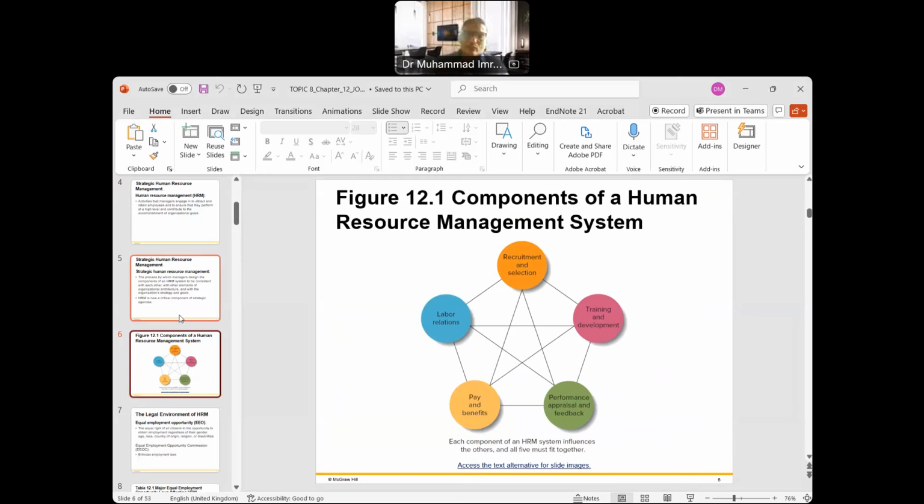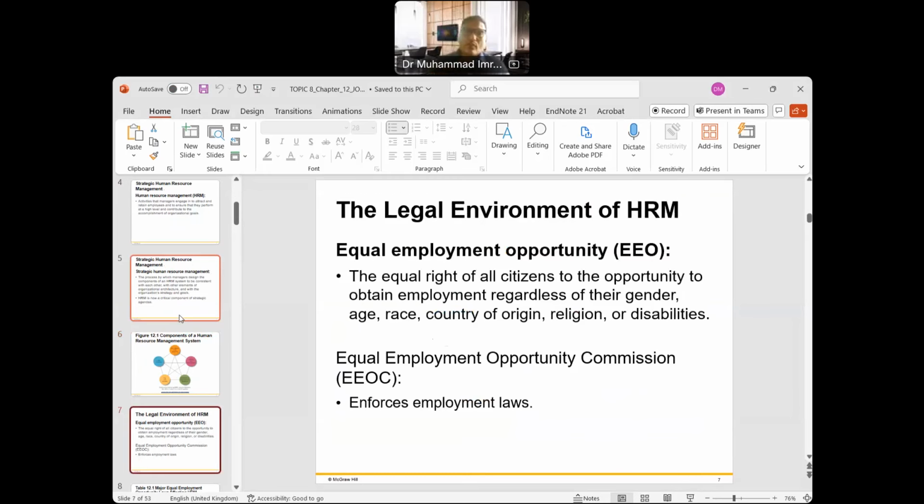So let's move further. Some of the legal requirements for human resource management. Every country has its own rules or laws regarding its employees or laborers.